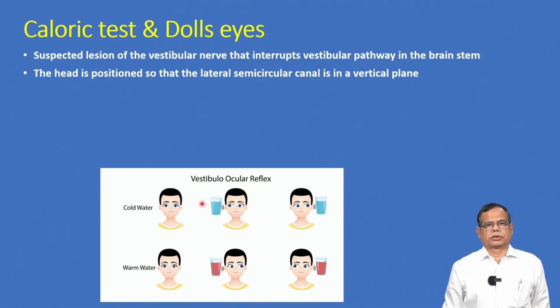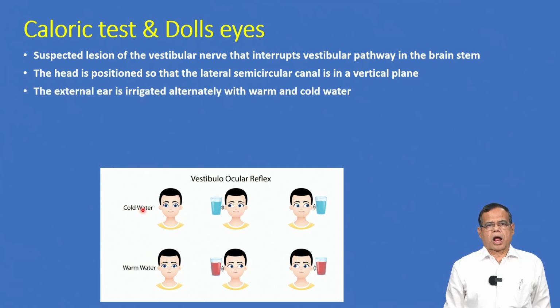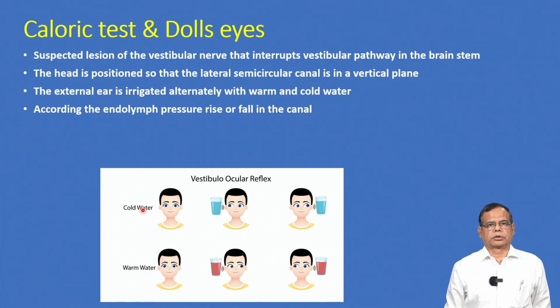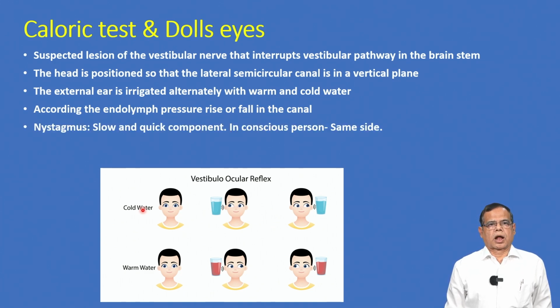So, this is showing the normal vestibulo-ocular reflex. When the cold water is put on the right side, there is conjugate deviation of the eyeball to the right side, and vice versa this happens to the left side. When the hot water or warm water is put, just the opposite happens. The conjugate deviation is on the opposite side. The conjugate deviation is absent if the vestibulo-ocular pathway is interrupted, and in nystagmus the faster component, or the quick component, is also disrupted.